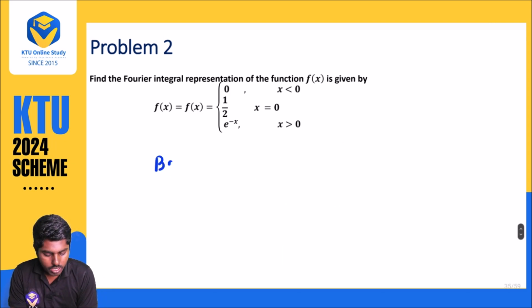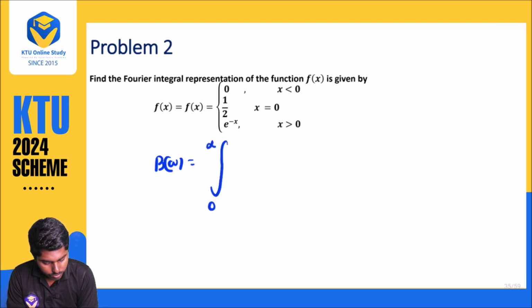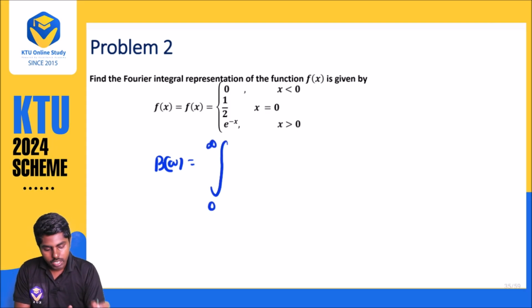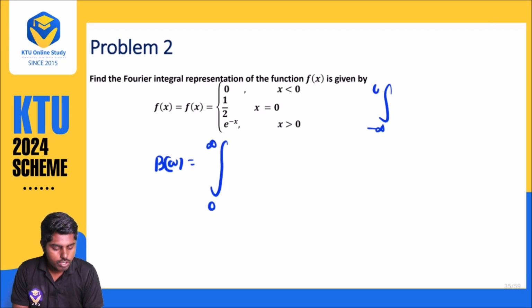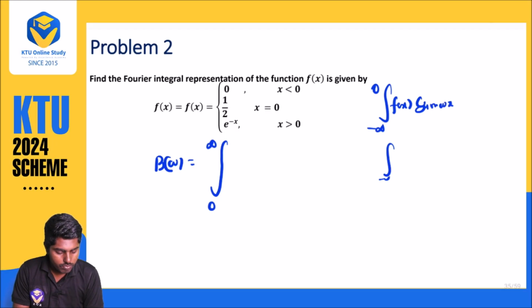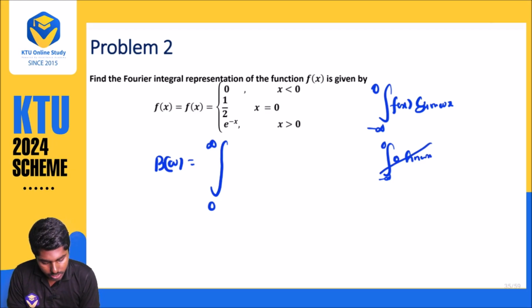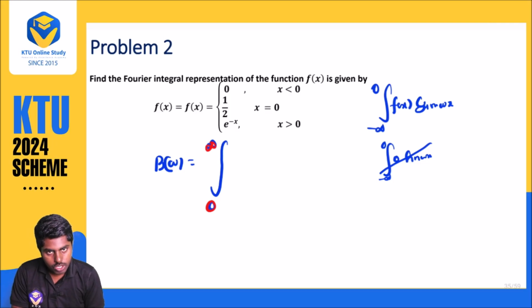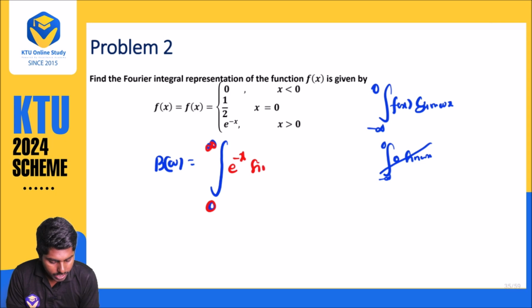What is b omega? B omega has the same limit, that is nothing but 0 to infinity, because from minus infinity to 0, what is our f of x? F of x into sin omega x will become 0, 0 into sin omega x is 0. So that is the reason I am directly writing 0 to infinity. So 0 to infinity, f of x is e power of minus x sin omega x dx.